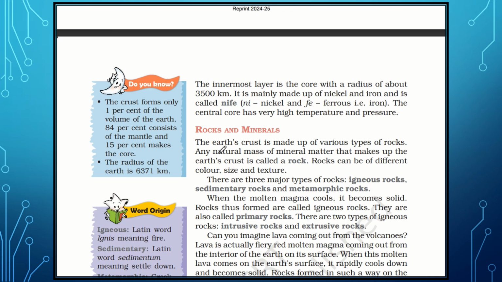Rocks can be different in color, size and texture. There are three major types of rocks: igneous rocks, sedimentary rocks and metamorphic rocks.